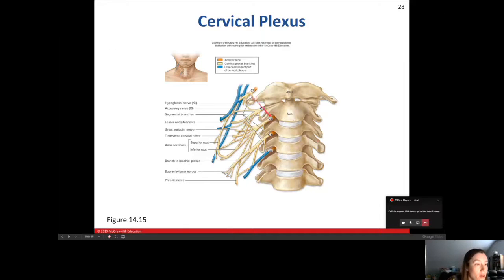And so if you look here, you can see how all of these nerves come out and then they branch and merge together and then branch off again to form these different nerves. The phrenic nerve is this one down here, and that's the one that's going to innervate the diaphragm, which is your muscle for breathing. So that's pretty important.